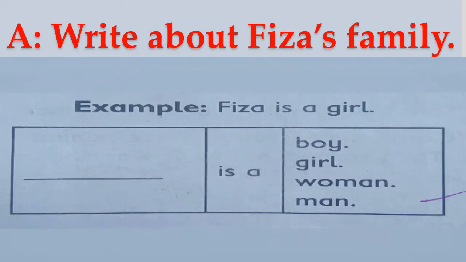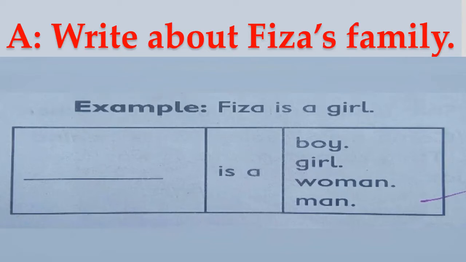Write about Fiza's family. You have been given an example. The example is: Fiza is a girl. Okay. Now you have been given a table. Tell me, dash is a boy. Who is a boy? Fiza's brother, and Fiza's brother's name is Ali. Ali is a boy. The next one is dash is a girl. Tell me, who is a girl? Yes, Sara. Fiza's sister Sara is a girl.